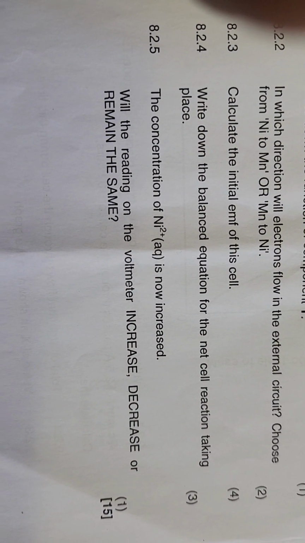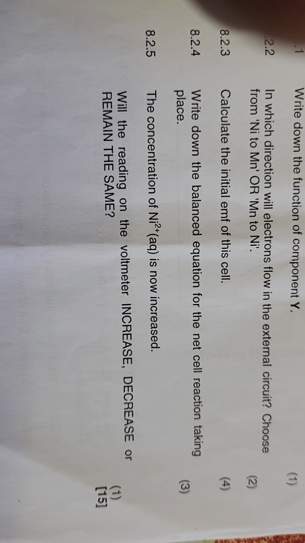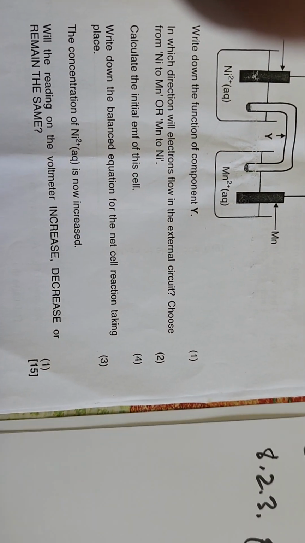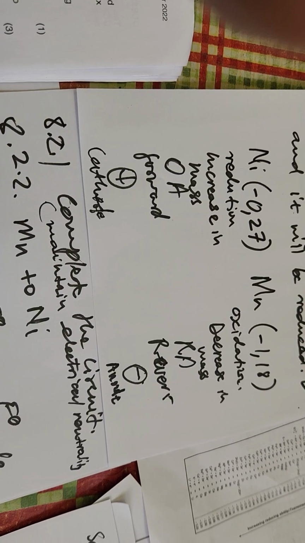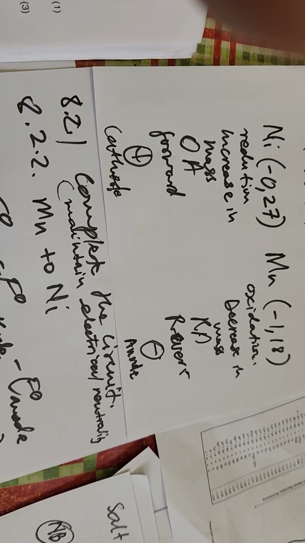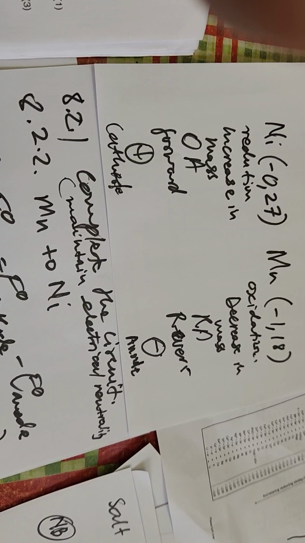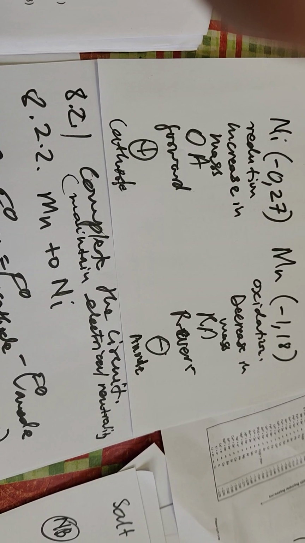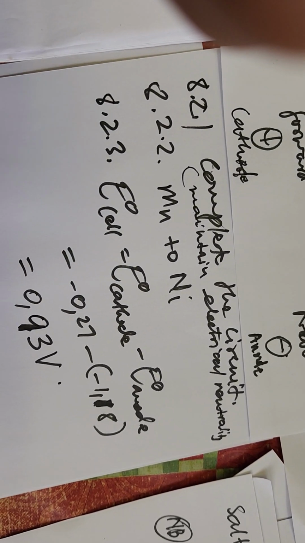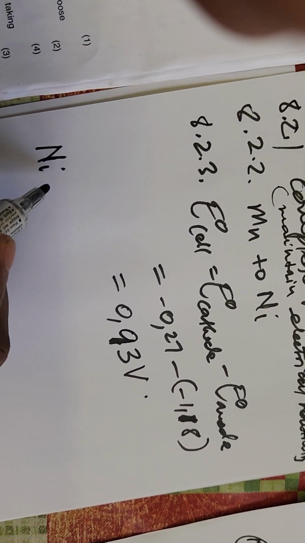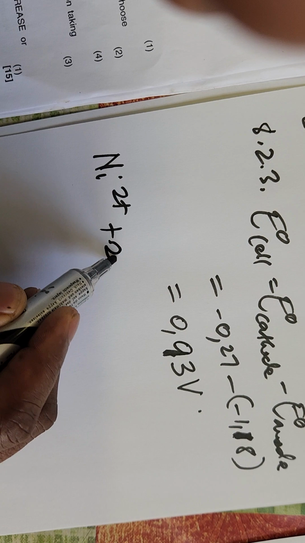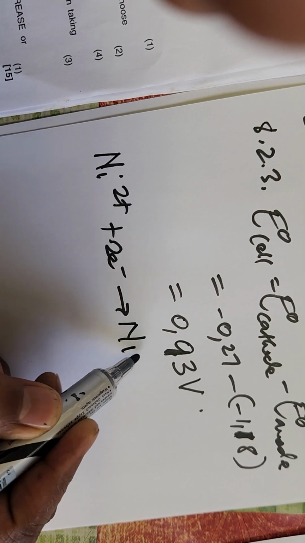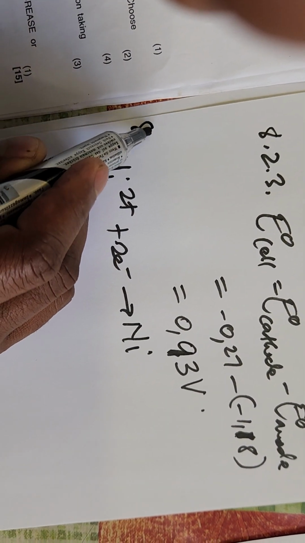Next question, for 4 marks. Write down the balanced equation for the net cell reaction taking place. Remember, for a balanced equation, we must use the reduction and oxidation half reactions. If you look at this one, nickel is reduced. That's where in the nickel half cell reduction takes place. Therefore, we copy the forward reaction in that half cell, which will be nickel 2 plus plus 2 electrons forming nickel.